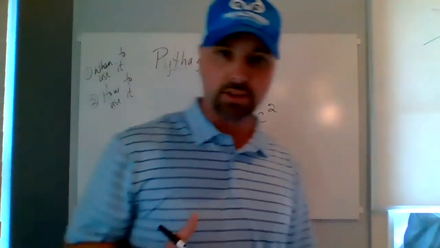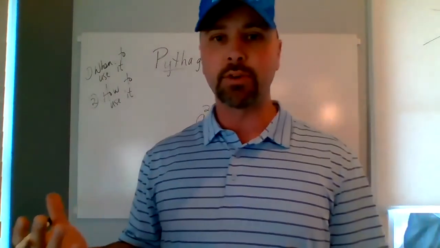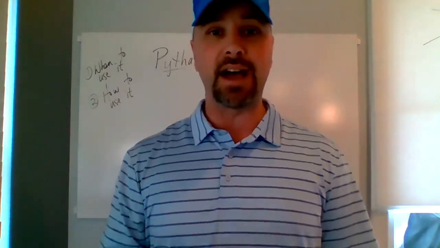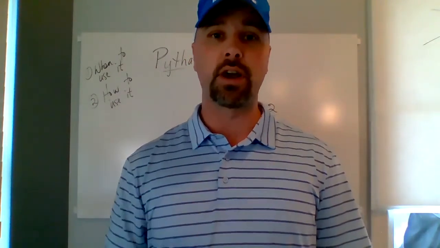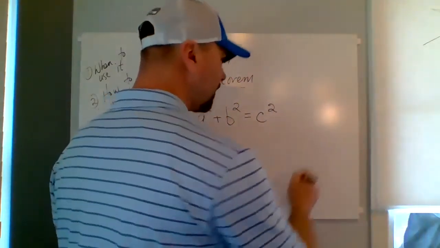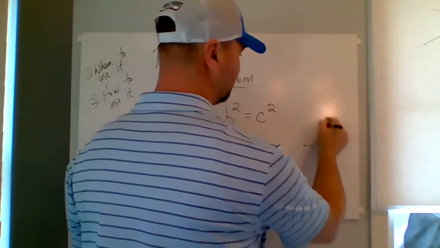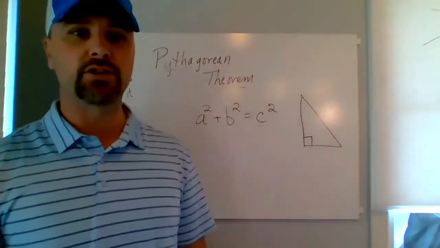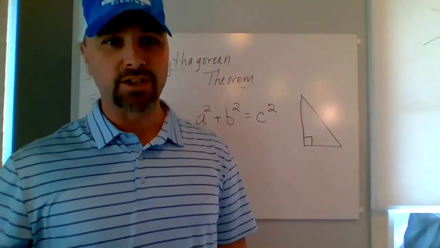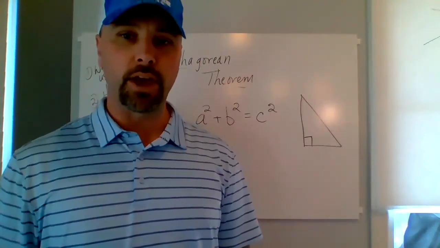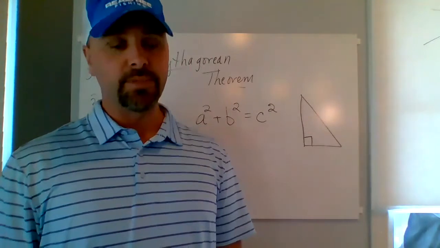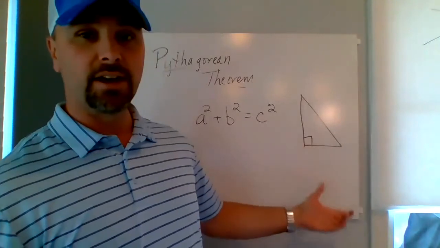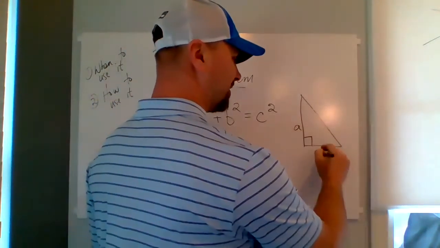So when do you use Pythagorean theorem? We're talking about geometry, right? You use Pythagorean theorem when you need to know the missing side of a right triangle. I'll just draw a basic right triangle. If it's a triangle and it has a right angle in it, then it's a right triangle. Pythagorean theorem is the formula that we're going to use to find the missing side of a right triangle.